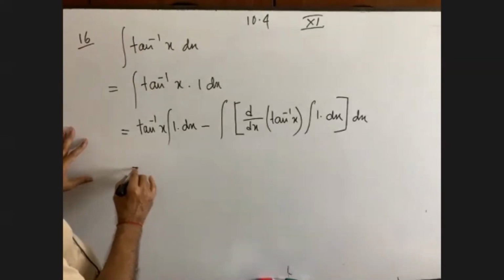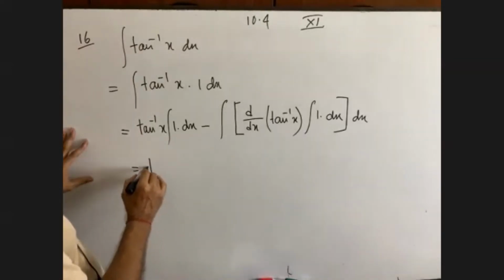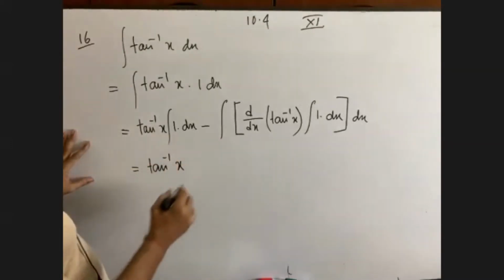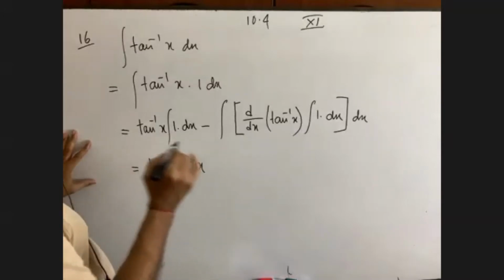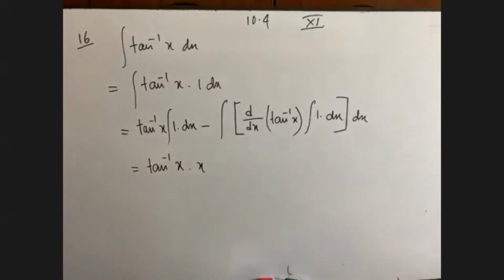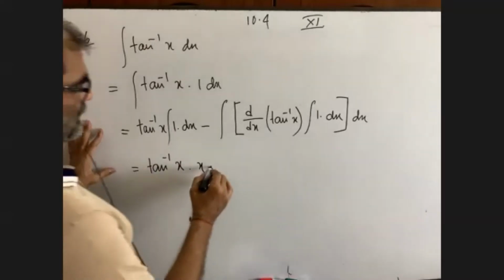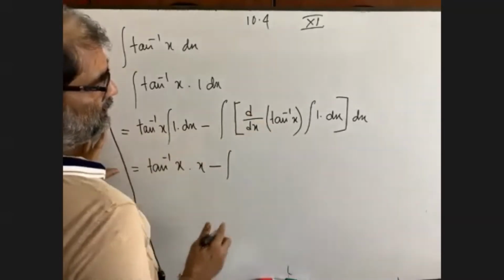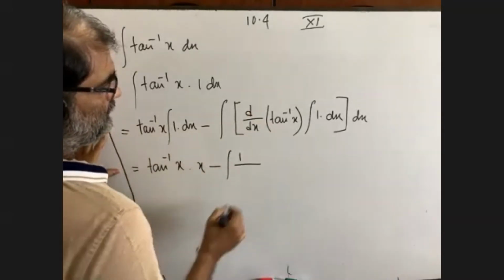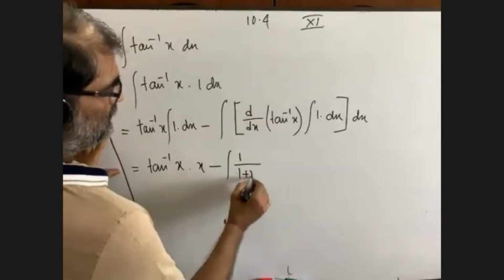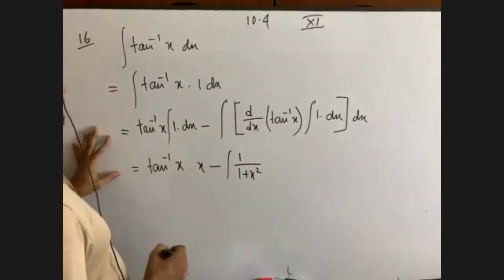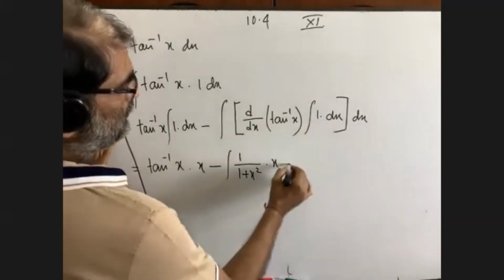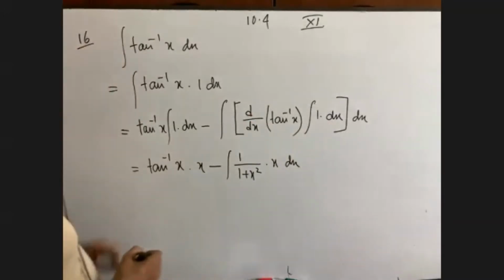Now let me know, tan inverse x means what? Tan inverse x, 1 dx. 1 dx means what? Only x. Minus, this is integration sign. It is what? 1 by 1 plus x square. And 1 dx is only x, dx. Okay?